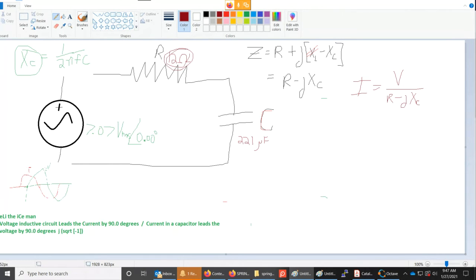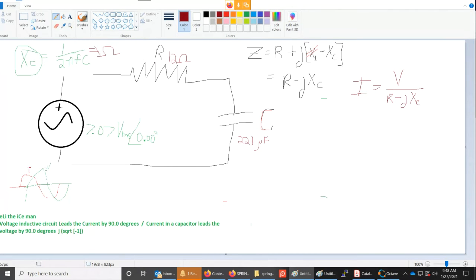So my resistance is 12 ohms, and my capacitor is 221 microfarads. Now remember, over here, I gave you the equation for the capacitive reactance. Notice this is in farads. You can't add farads and ohms, but capacitive reactance is in ohms.